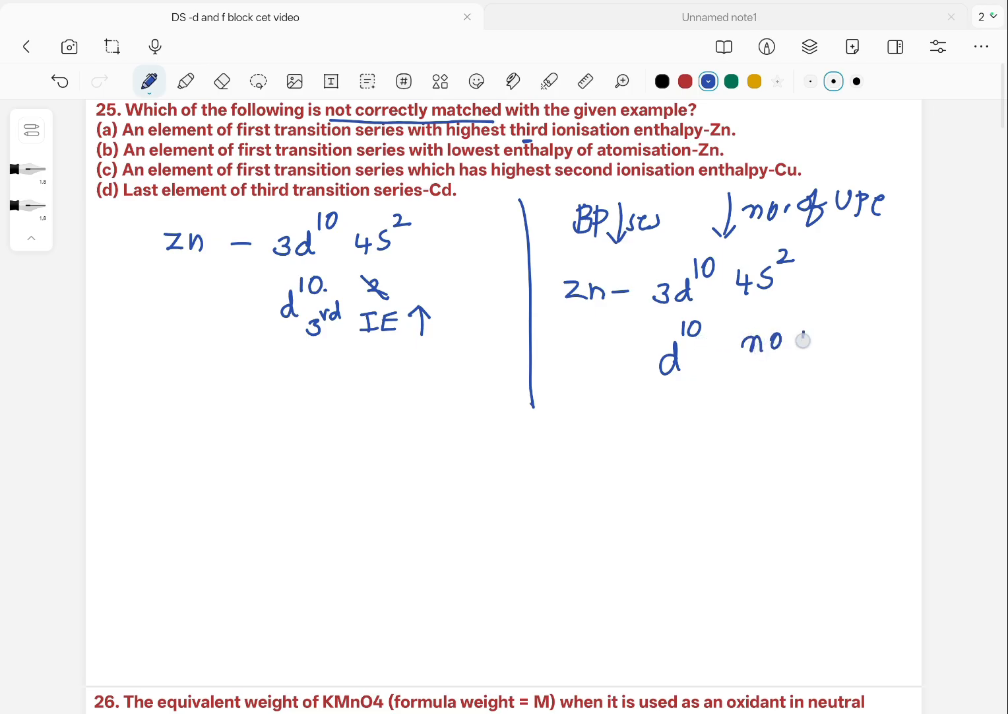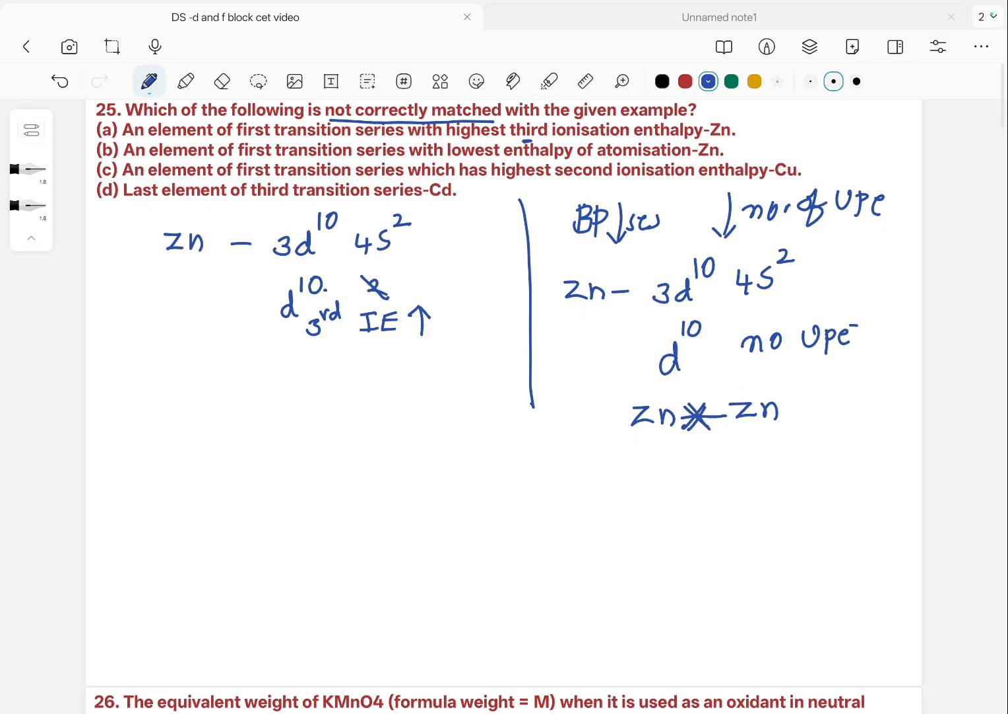No unpaired electrons will lead to very poor interatomic metallic bonding between zinc atoms. Zinc atoms will have very poor interatomic metallic bonding or no interatomic metallic bonding. Therefore, they have low enthalpy of atomization. The second statement is also right.